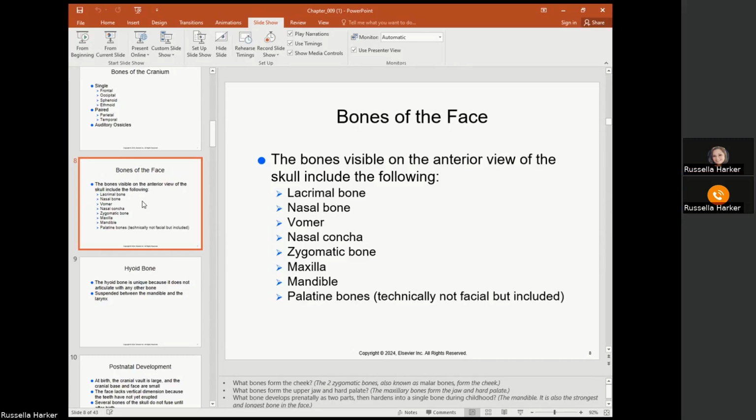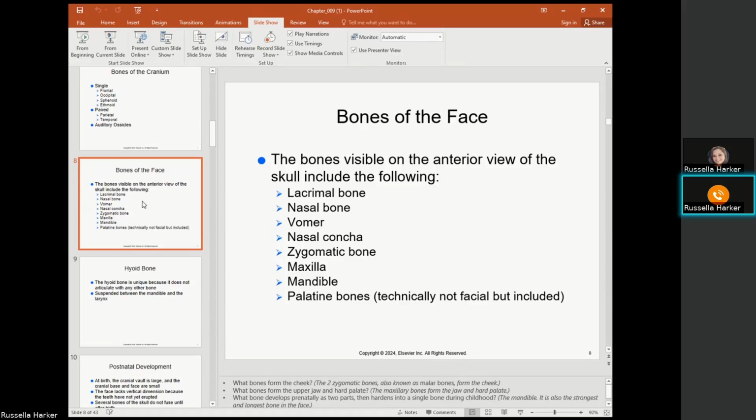Each concha extends scroll-like into the nasal cavity. The mandible forms the lower jaw and is the only movable bone of the skull, and you need to know that. All other bones in the skull are stationary except the mandible. The mandible is U-shaped and it's the strongest and longest bone of the face and develops prenatally as two parts.